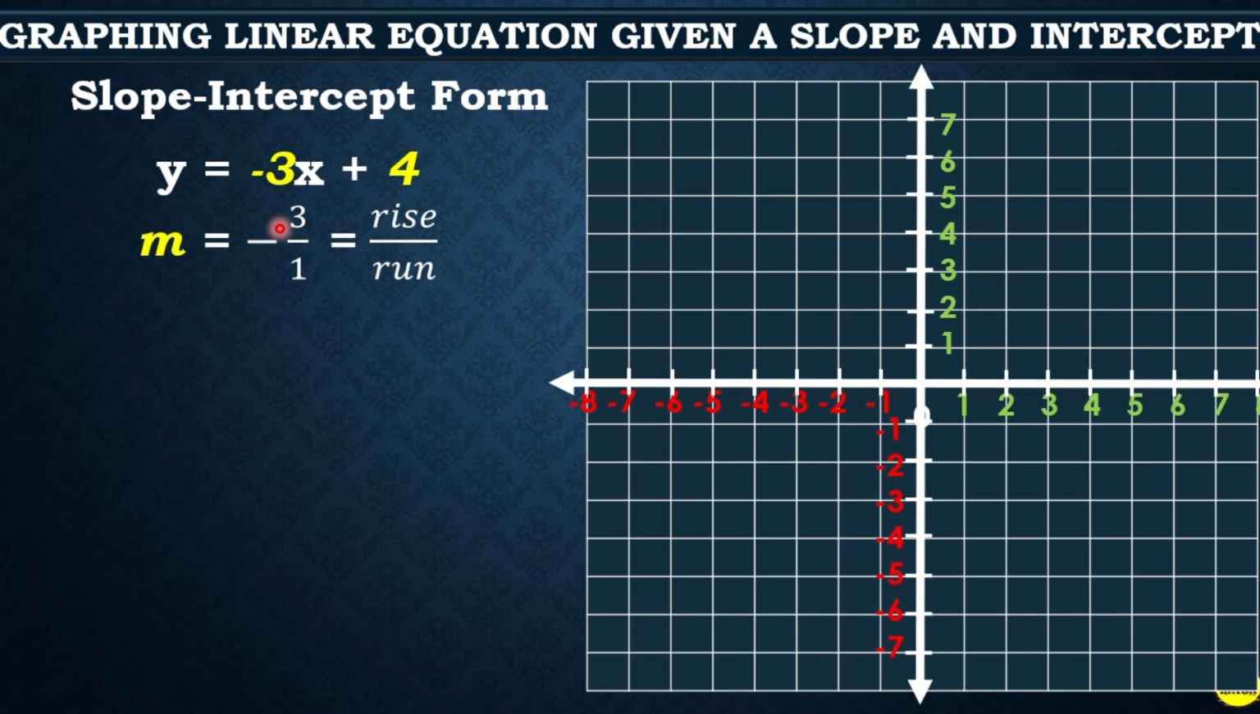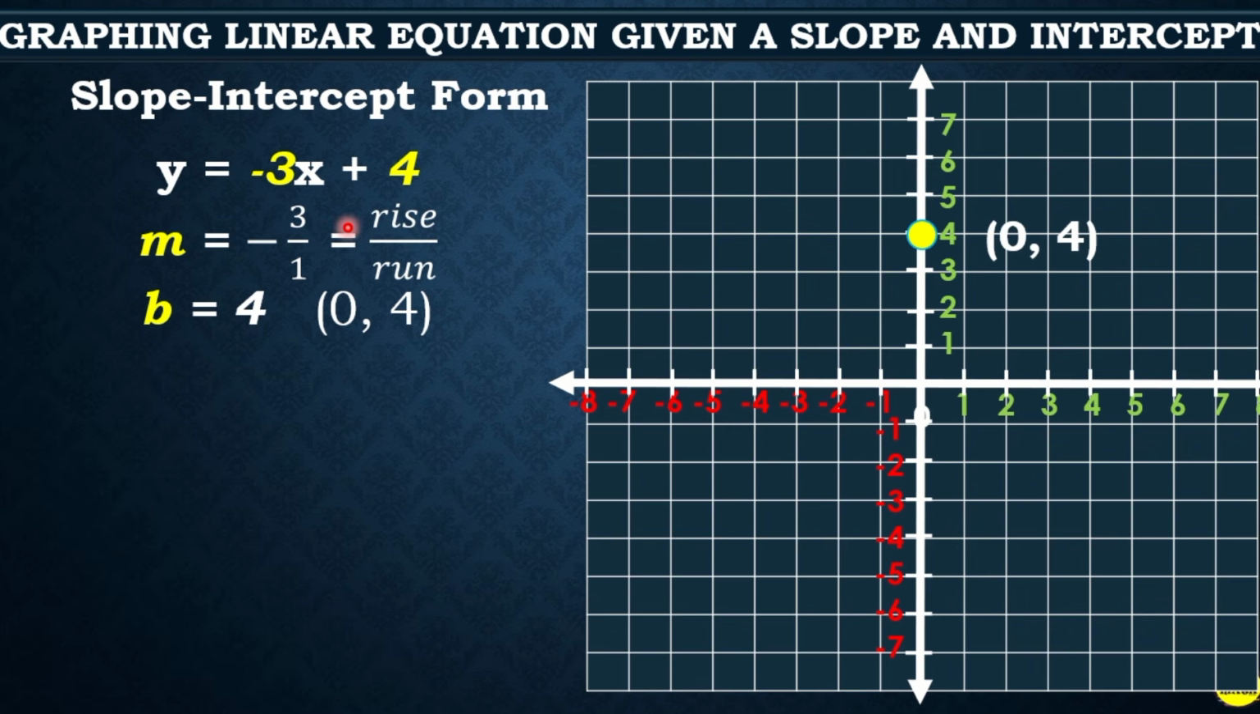Since naka-rewrite na siya as slope-intercept form, ma-identify natin ang m, which is negative 3. And negative 3 is equivalent to negative 3 over 1. Now, bakit ko siya ginawang ganito, negative 3 over 1? Para makita natin yung rise and run. Okay? And then, your y-intercept is 4. So, that is (0, 4). Okay, let us now plot (0, 4). Ayun, so this is your (0, 4).